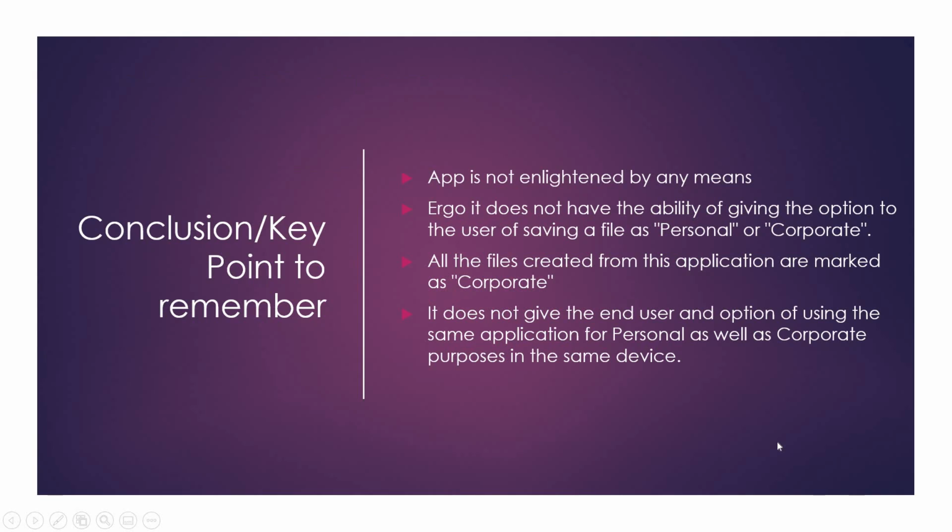Okay guys, just to sum it up, the conclusion is that if you are using app locker, not app wrapper, for an unenlightened application, that application does not become enlightened. It just gives us the ability of saving a file from inside of that application in the work context, and it gives us the ability of making that application understand WIP policy.